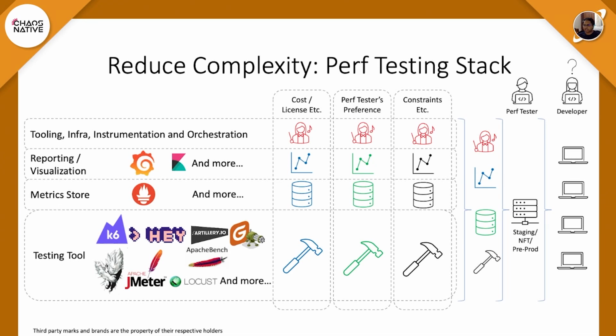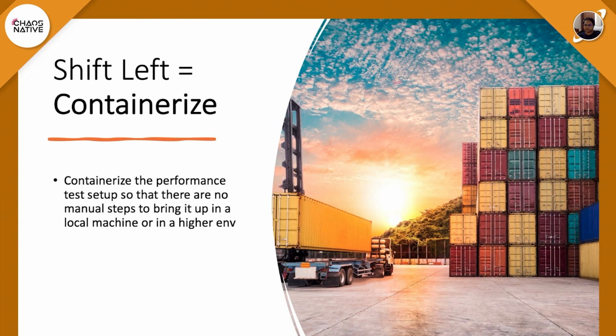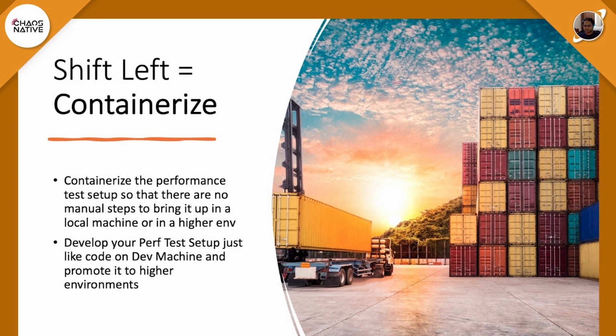So whenever there is this kind of fragmentation situation, a good answer is containerizing the problem, right? So that's exactly what we ended up doing. We containerized the performance test setup itself and developed it more like code. Instead of creating the performance test setup on the higher environment and then bringing it to the lower environment, where it's not fitting, we developed the perf test setup on the local machine and containerized it so that now it works well on the local machine as well as on the higher environment.